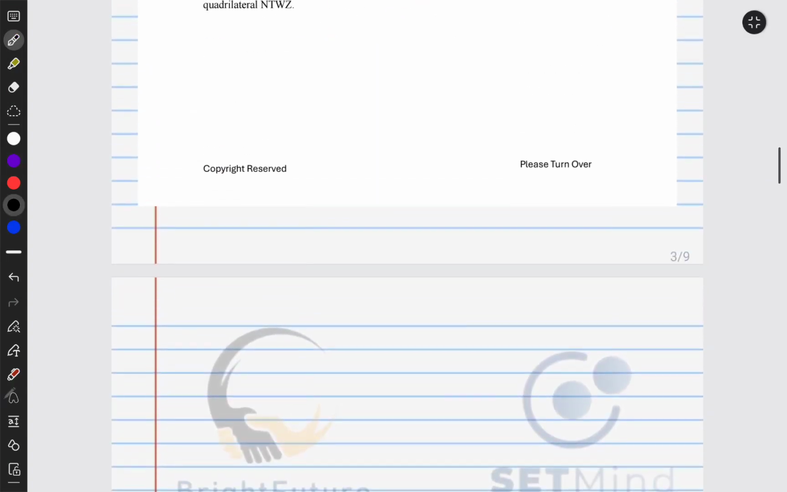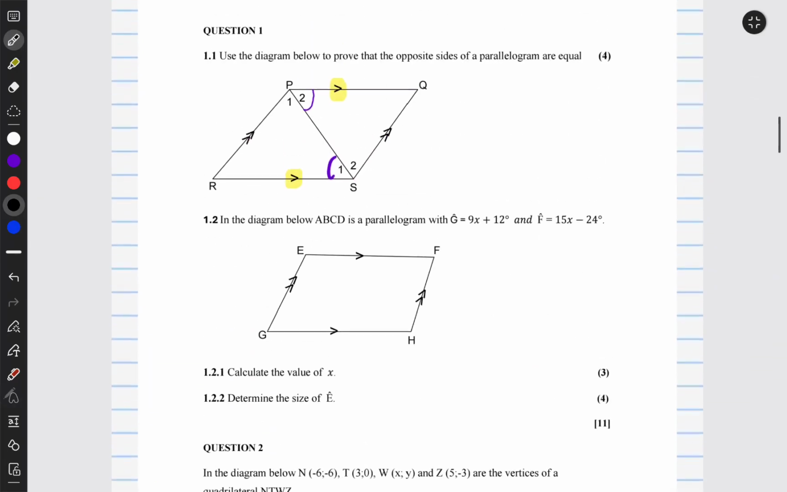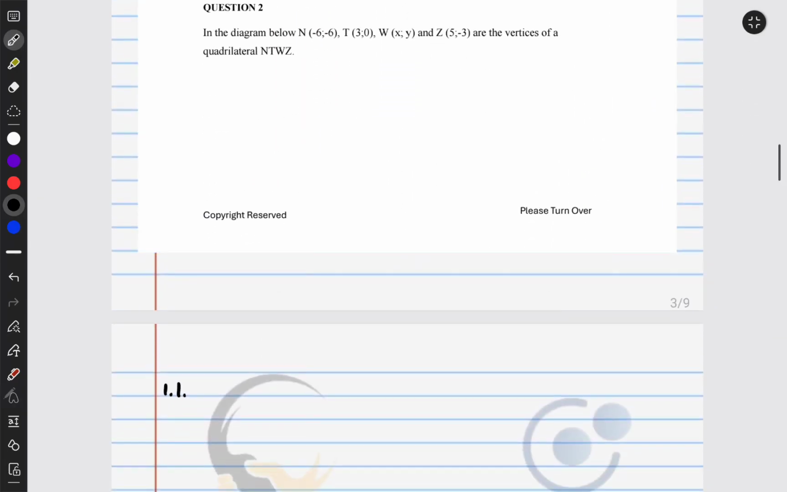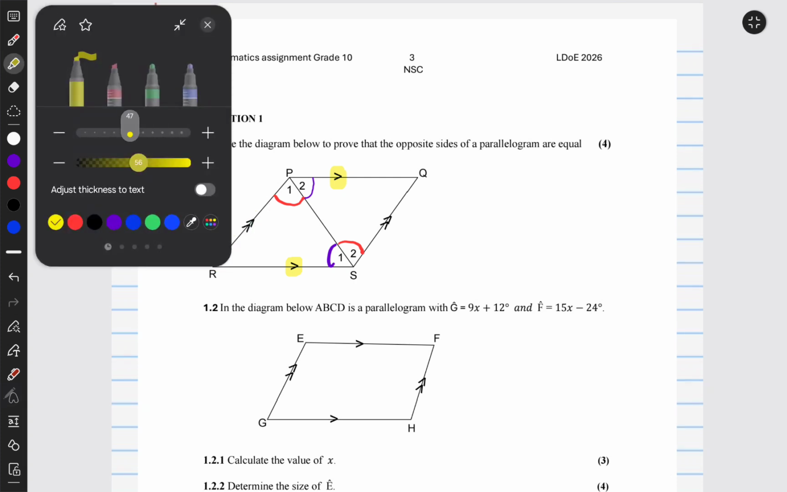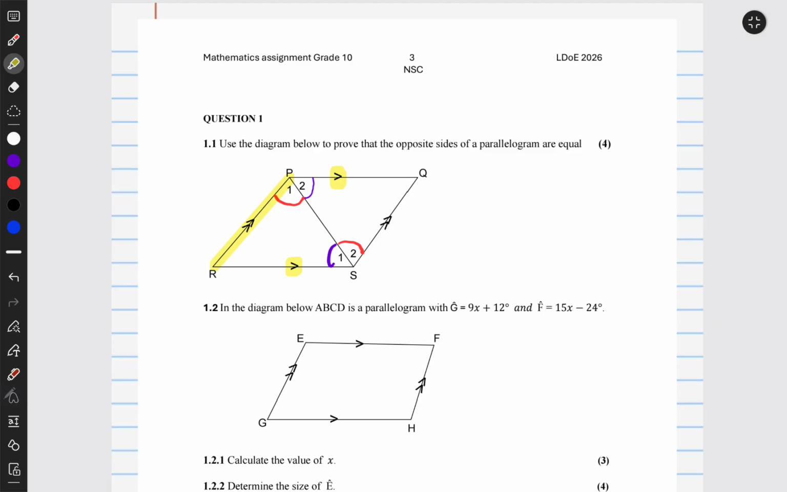So for 1.1, I was saying angle P2 is equal to angle S1, and the reason is alternating angles. And what other sets of angles are equal? We can see that angle S2 is equal to angle P1, based on the fact that these two lines, line PR and line SQ, are parallel. We are already given on the diagram that these two lines are parallel.